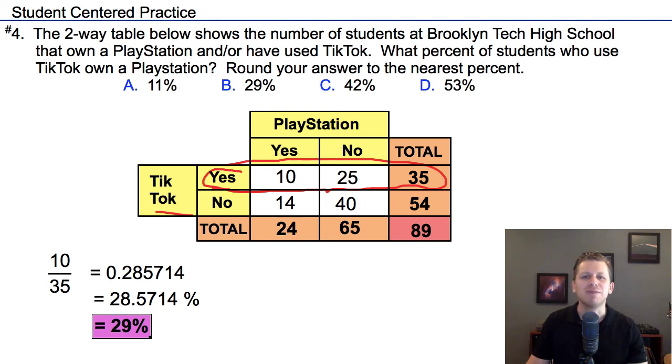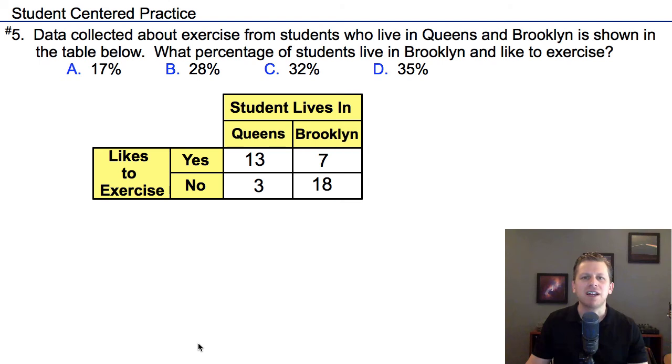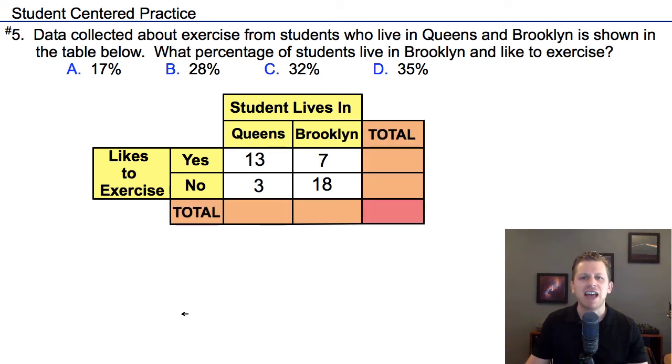Let's try another example. Data collected about exercise from students who live in Queens and Brooklyn is shown in the table below. What percentage of students live in Brooklyn and like to exercise? I can see here that we only have the joint frequencies and not the marginal frequencies, so let's fill those in together by adding. Adding the first column, 13 plus 3, I can see that there's 16 students that live in Queens. 7 plus 18 would be the sum of the next column. That would give us 25. That's the number of students that live in Brooklyn.